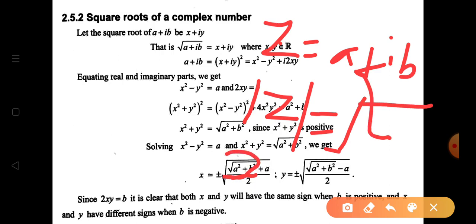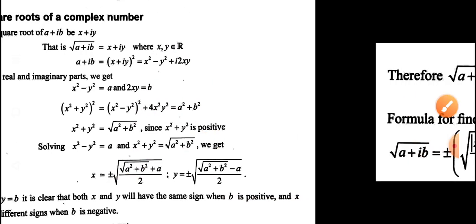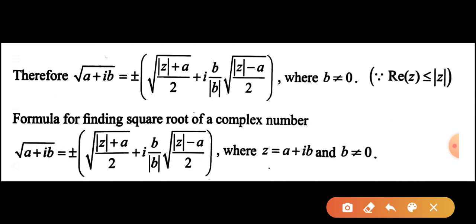So we write in its place modulus z plus a by 2, modulus z minus a by 2. So we write here root of a plus ib is equal to plus or minus square root of (modulus z plus a by 2) plus i into b by modulus b into square root of (modulus z minus a by 2), where b is not equal to 0, since real part of z is less than or equal to modulus z.